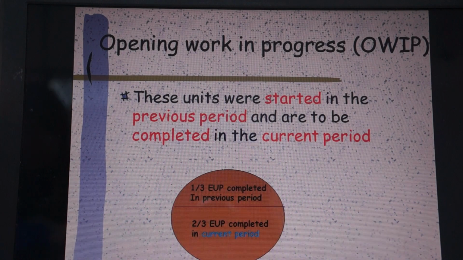So this is the diagram to show you about opening work in progress. These units were started in the previous period and are to be completed in the current period. So now look here, 1/3 of equivalent unit production was completed in the previous period. So only 2/3 of equivalent unit production is completed in the current period. Unit ini telah dimulakan pada tempoh lepas dan perlu disiapkan dalam tempoh semasa bagi baki unit yang belum siap.